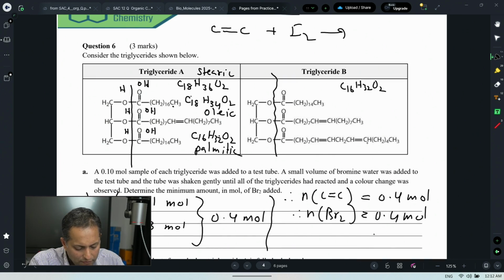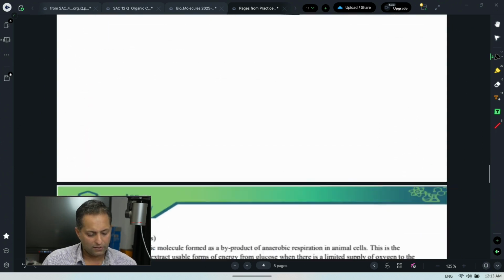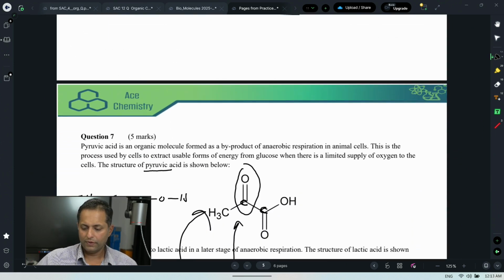4, 5, 6, 7, 8, 9, 10, 17, 18. C18. How many carbon-carbon double bonds do you have? 2. 2 means 36 minus 4, so C18H32O2. Then look at the data booklet and identify that. All right, that's done. Okay. We have done that.